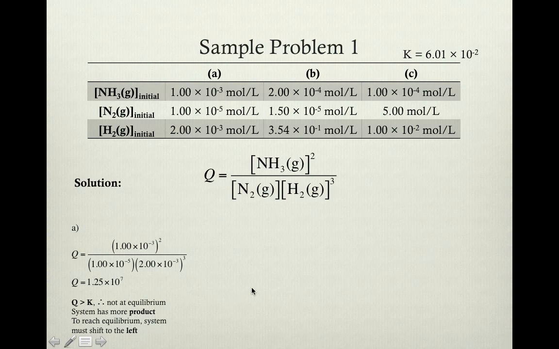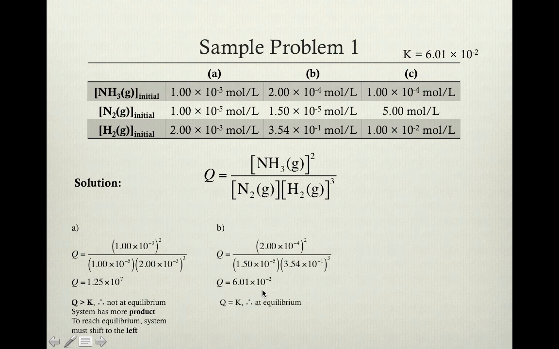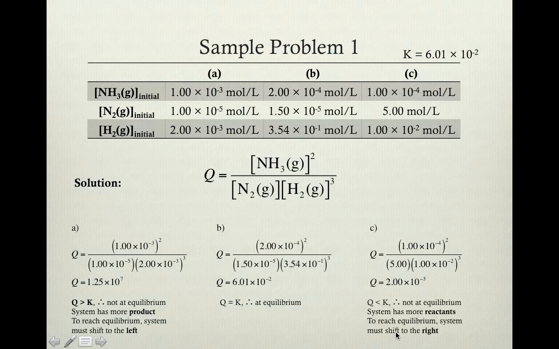If we look at condition B, we get a value of Q as 6.01 times 10 to the negative 2, which happens to match our value for K. So we are at equilibrium. If we look at C, we get a value of 2 times 10 to the negative 3. This value is less than our value for K. So we're not at equilibrium. We have more reactants. So to reach equilibrium, we must shift towards our products, so towards the right.